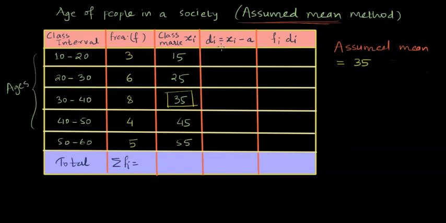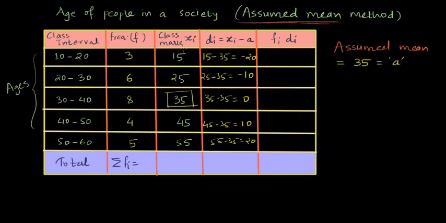Now we are interested in finding the deviation or di for each class interval. So for the class mark 15, this 35 is nothing but A. So the deviation will be that class mark minus the assumed mean. So in this case, it will be 15 minus 35, which is minus 20. Similarly, if we keep on doing the same process, 25 minus 35, this is going to give me minus 10. Then 35 minus 35 is simply 0. For 45 minus 35, we get 10. And for 55 minus 35, we get 20.